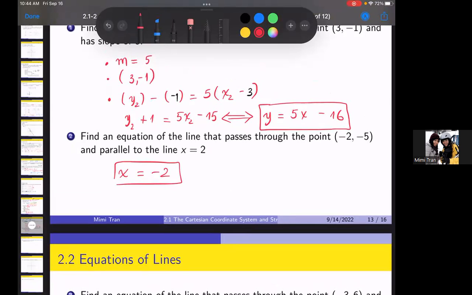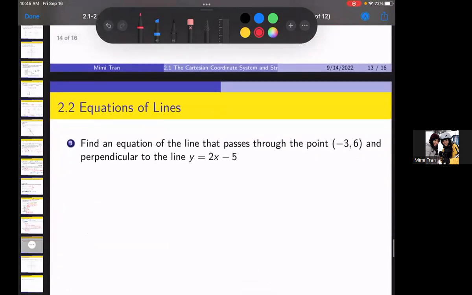Let me ask you another question. If I want you to find the equation of a line that passes through the same point, but parallel to y equals 2, hypothetically say y equals 2, then what is my equation? Can you tell me right away? Close, but not quite. Y equals, it is y equals, but y equals what number? -5, right? Maybe that's the x value. Or you can graph it on your graphing calculator.